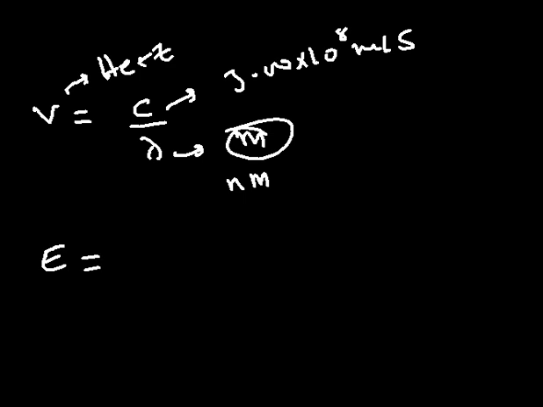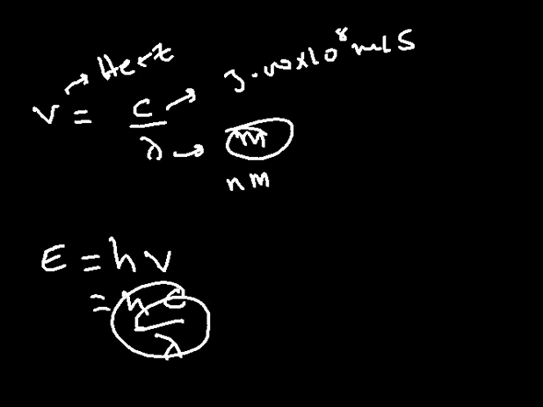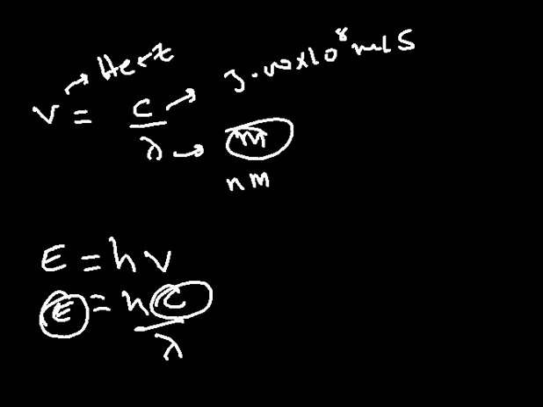And how about the energy that the waves carry? The energy is given using Planck's quantum theory: the energy emitted is Planck's constant, h, times the frequency, v. This is the same as Planck's constant times the speed of light divided by the wavelength. This is how we can have the energy emitted. Since these are constants, we can get the wavelength.